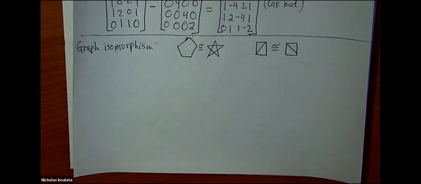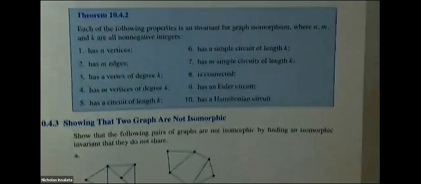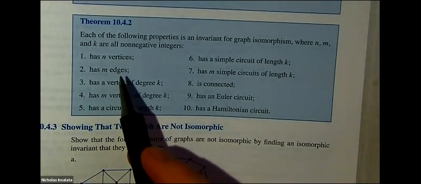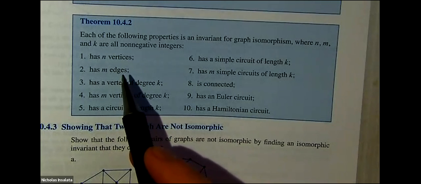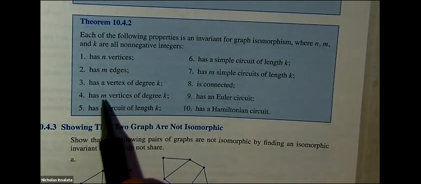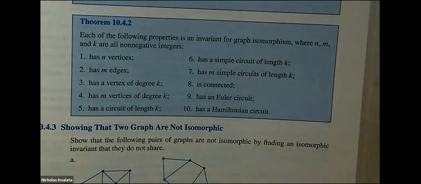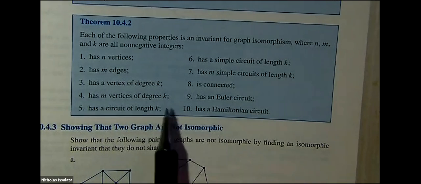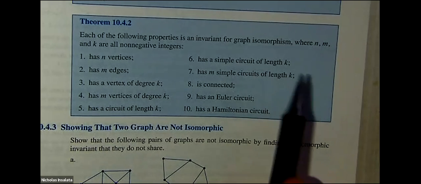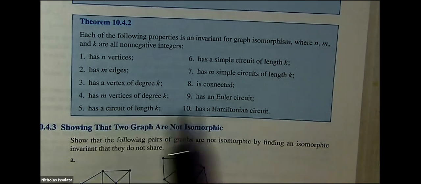Well, let me give you the list first. Here's a list of graph properties that you can check to see whether graphs are isomorphic. Well, of course, they have to have the same number of vertices and the same number of edges. That would be a dead giveaway, right? They have a vertex of a specific degree, or they have a certain number of vertices of a specific degree. In other words, just the degree list, those have to be the same. Whether they have a circuit or a simple circuit or a walk or a trail or a path of a certain length, you could check all of those things.